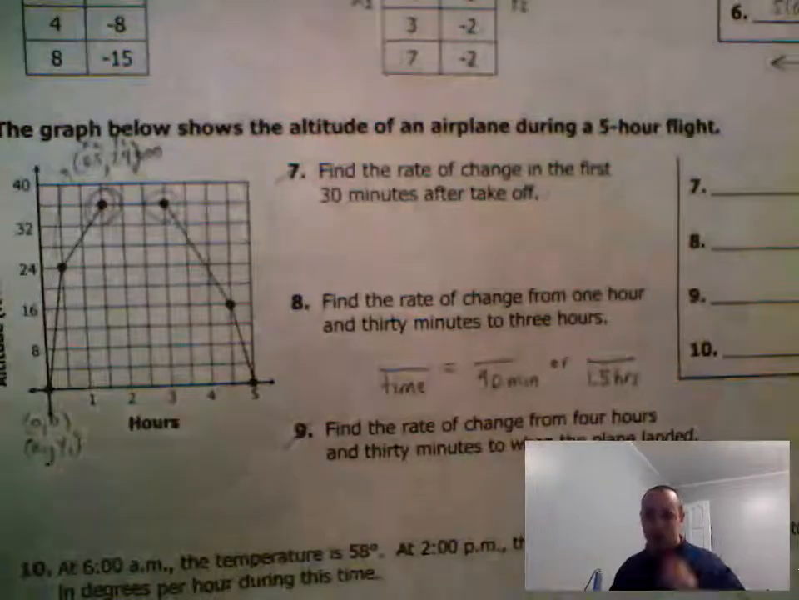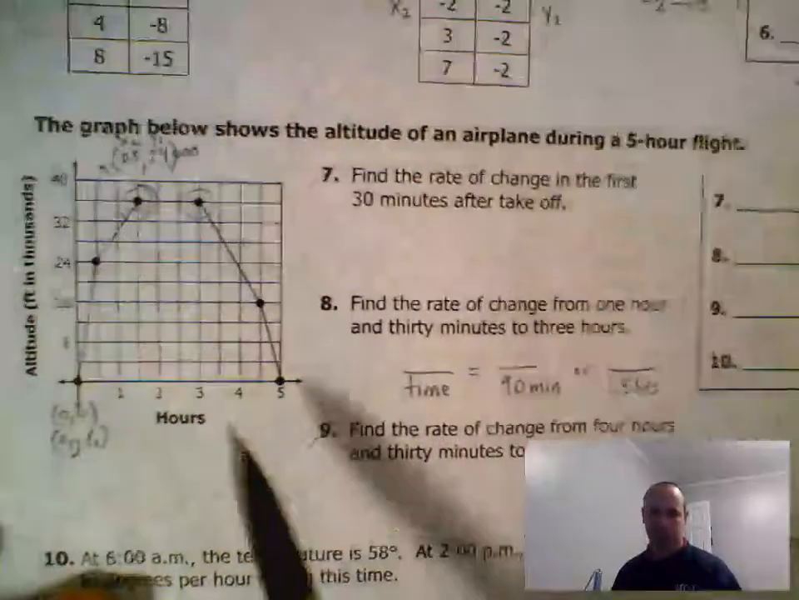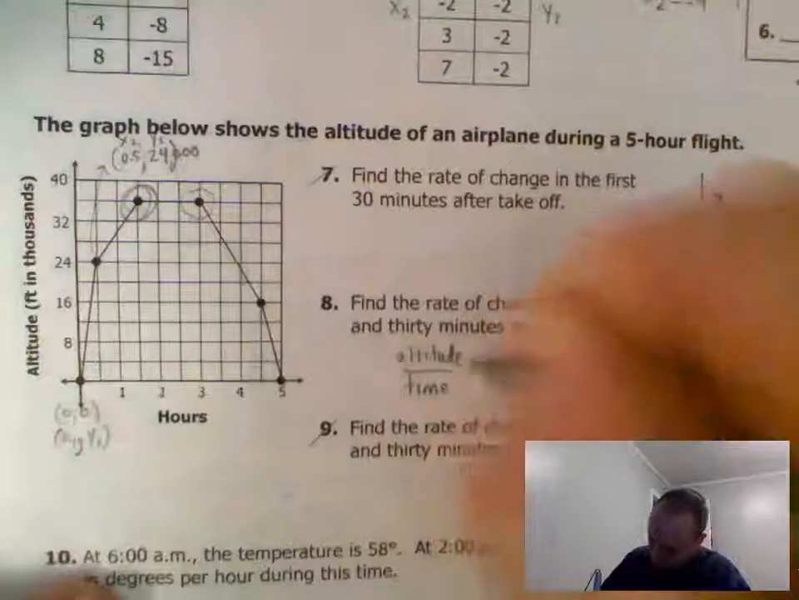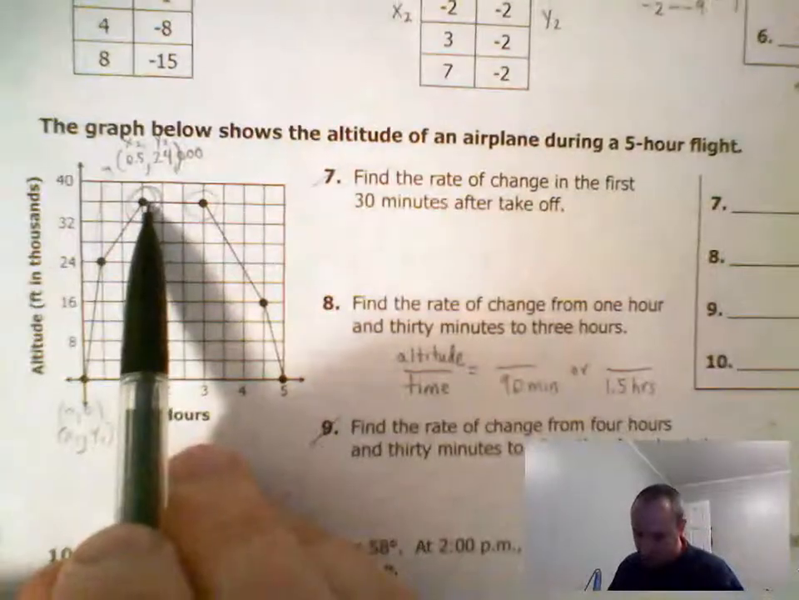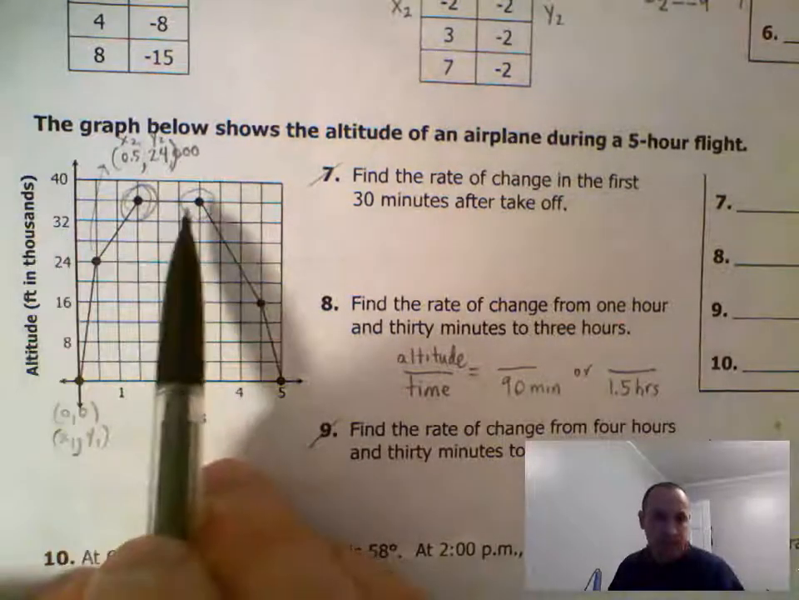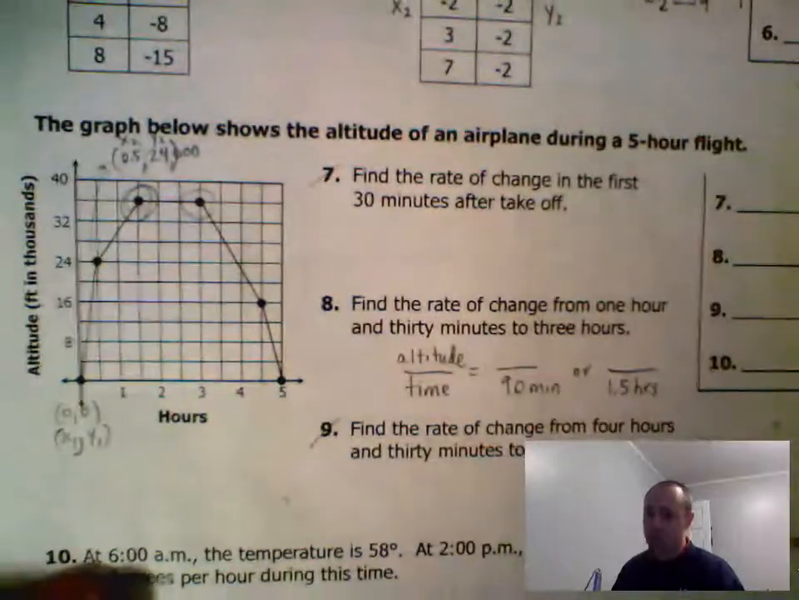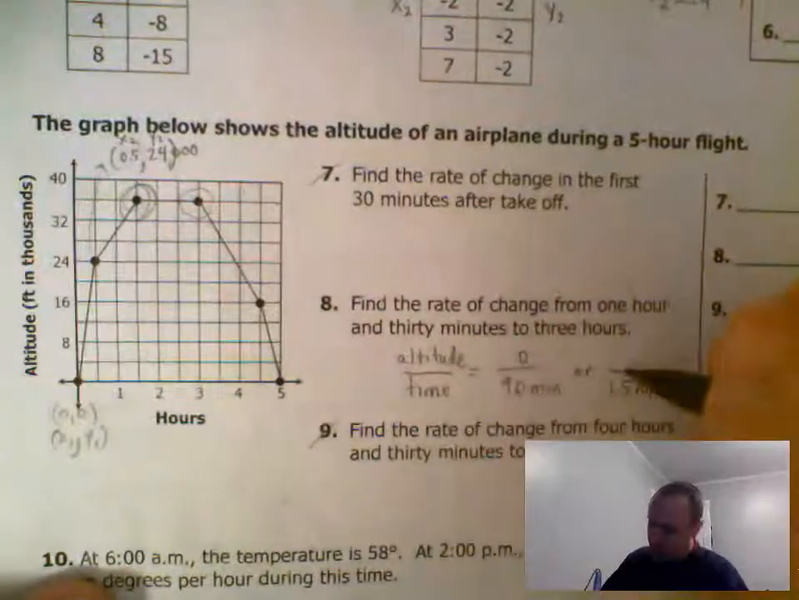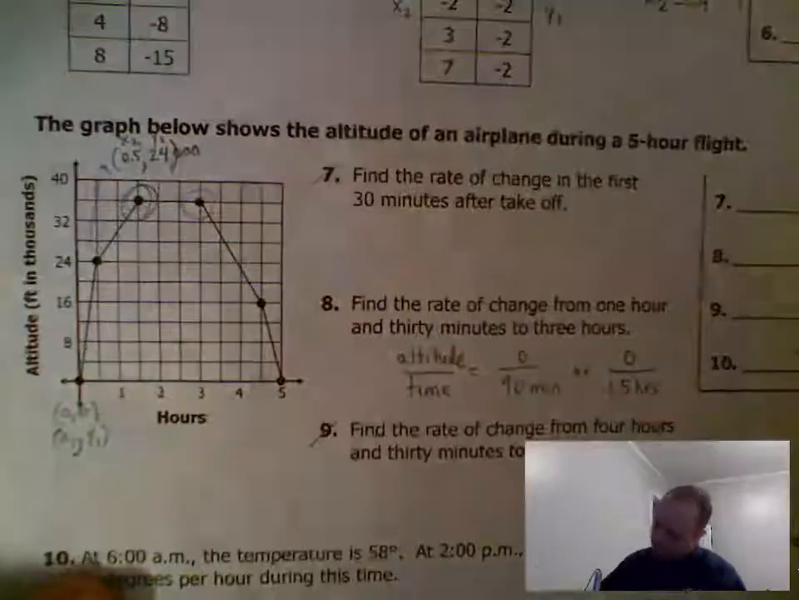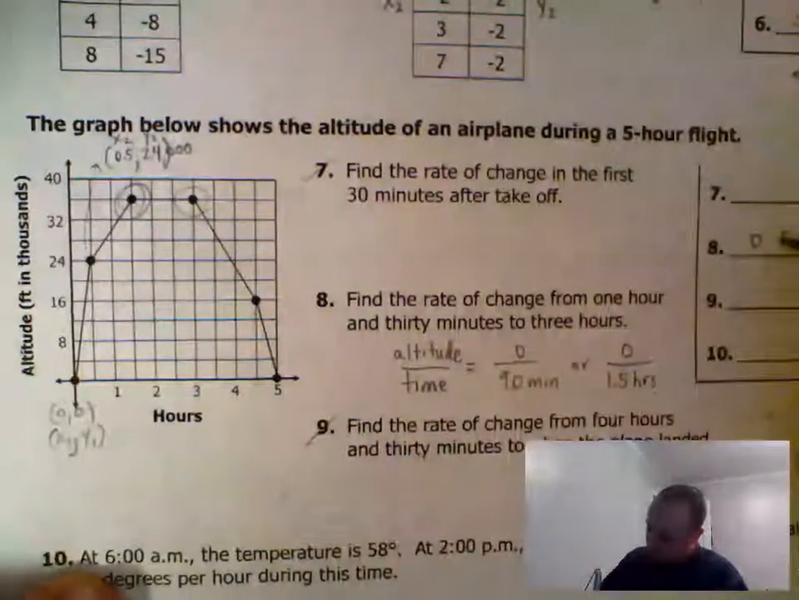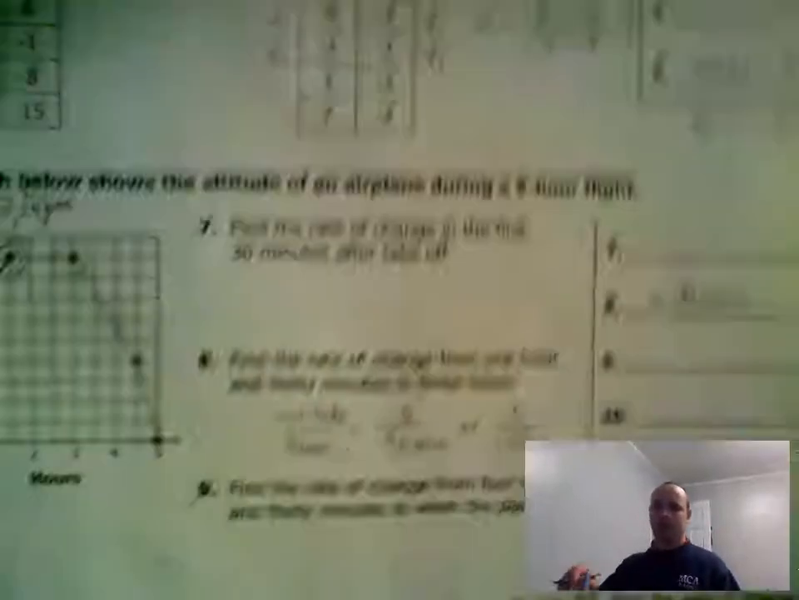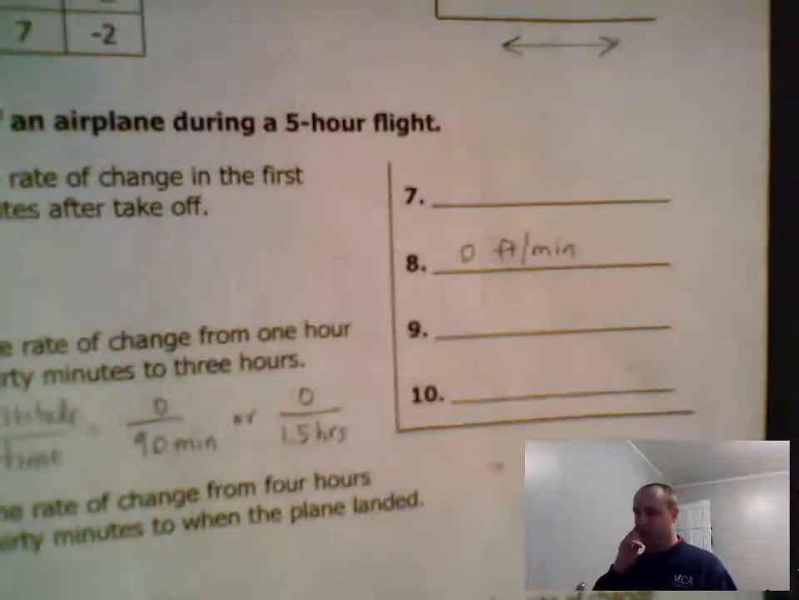Okay. Now, in terms of the change in altitude, well, right here we're at 36,000 feet. And here we're still at 36,000 feet. So there's no difference in altitude. So the altitude change is 0. So the rate of change would be 0 feet per minute. I like to do the per minute. So 0 feet per minute or 0 feet per hour.